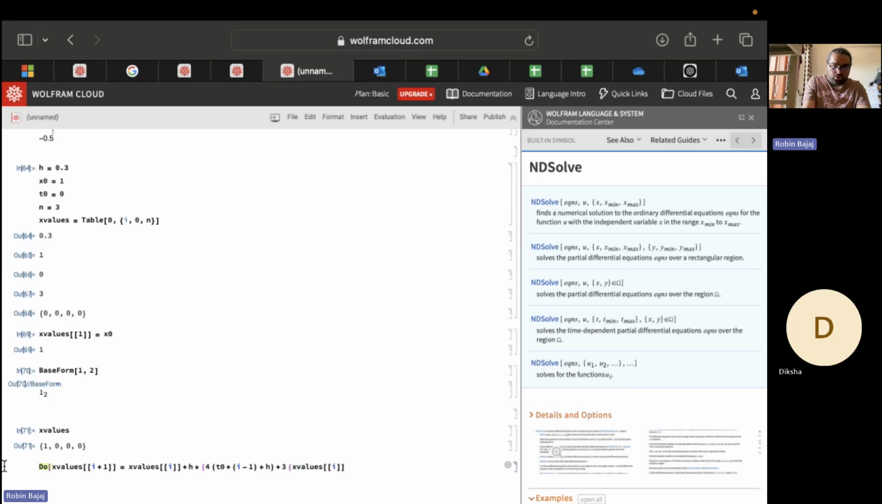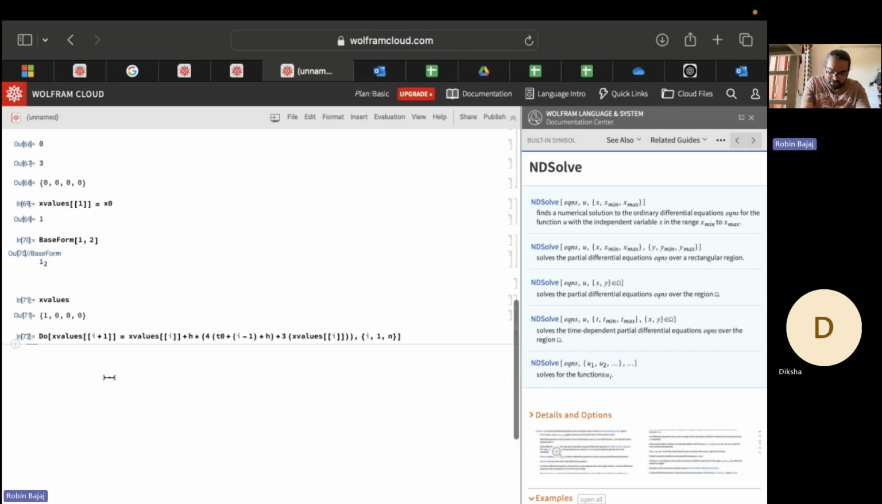And I will close this bracket first, then I'll close this bracket, then I will close the do loop. No, I'll put the condition for i, then we will close. So i starts from 1, 2, 3 step. Then we will close this thing. I think that's good enough. Okay, it ran.